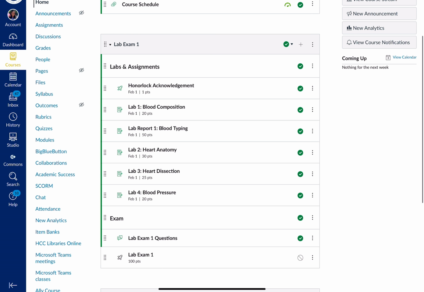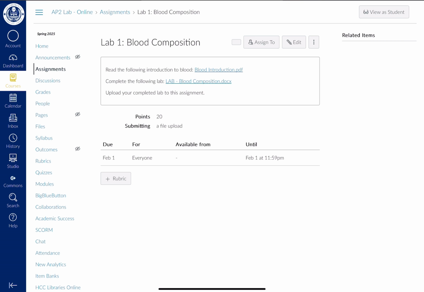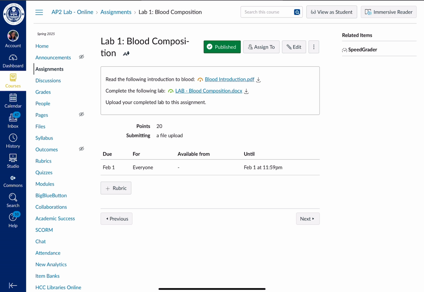Okay, the labs. If you click on each one of these lab links, a lot of these labs are going to have an introduction to whatever lab you're about to complete, because again, it's online, so I'm not there with you to explain or give you any background information in the lab. It's not something you really need to study and know every single detail in. It's just to give you an overview.